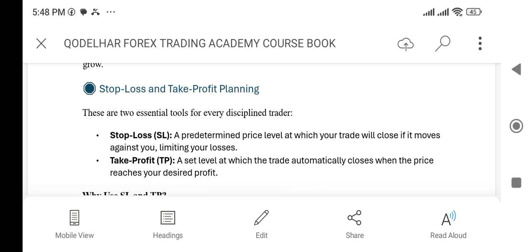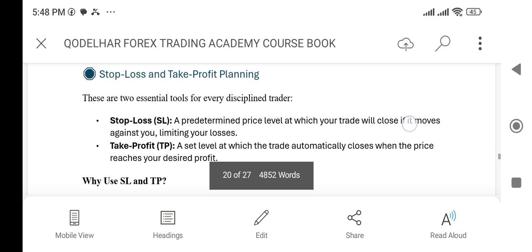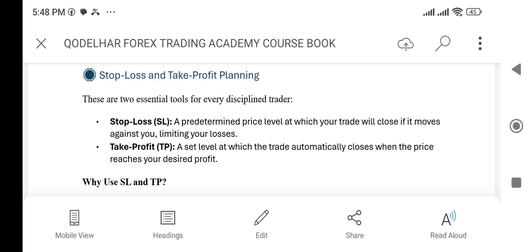Then we talk about other tools, which are stop loss and take profit. Stop loss and take profit are tools that we can use to manage our money and manage our risk. They are two essential tools for every disciplined trader. A stop loss, SL, is a predetermined price level at which your trade will close if it moves against you, limiting your losses.